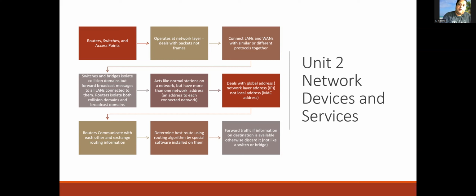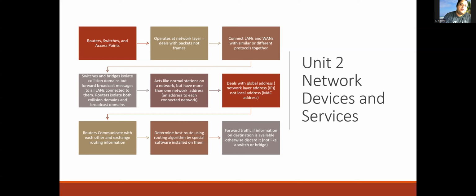So connected LANs and WANs, I mentioned, with similar or different protocols together. Okay, then from there it goes switches and bridges, isolate connection collision domains. Well, what does that mean? So switches and bridges essentially look at everything that might collide. You say, hold on, man, wait for this packet to move, wait for that packet to move. I have a picture of a packet later down the line.